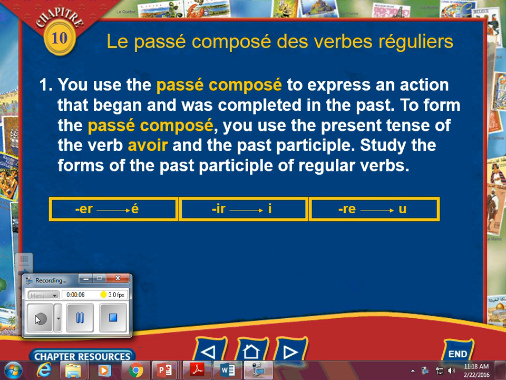This is called the passé composé. Le passé composé literally means the composed past. And it is called that because it is composed of two items. The composed past of regular verbs we're going to be looking at tonight. So please open your notebook and get a fresh page. This is Chapter 10 Grammar, the passé composé.